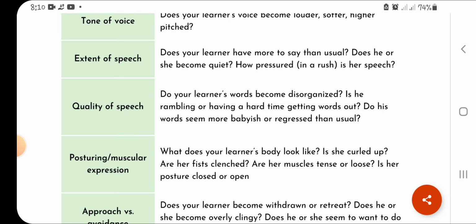Kasi kung kinakabahan, for example, natatakot or merong pressure sa learner, hindi talaga siya makakasalita ng maayos at affected ang quality of speech niya. So, do his words seem more babyish or regress than usual? So, hindi natin dapat ipagsawalang bahala ang quality ng speech ng ating learners. Okay?